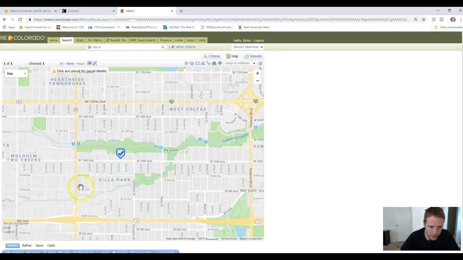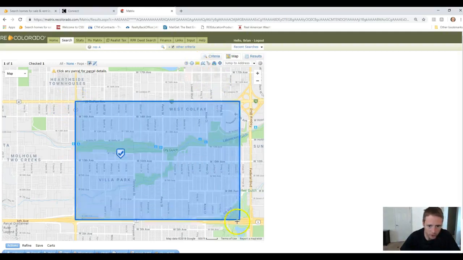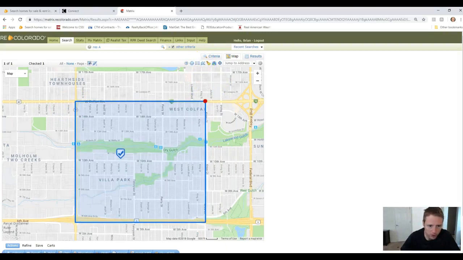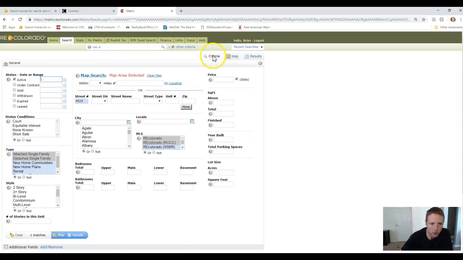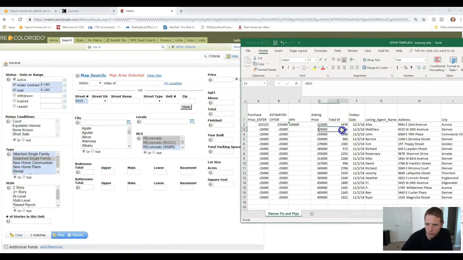So this neighborhood here, it's kind of sitting in the middle of the neighborhood. So I'm just going to go ahead and select a good chunk of that neighborhood. Take a look at it. So then we're going to go back to criteria under contract sold. I always hit detached, and then going back to our spreadsheet, the square footage is under 1,000.